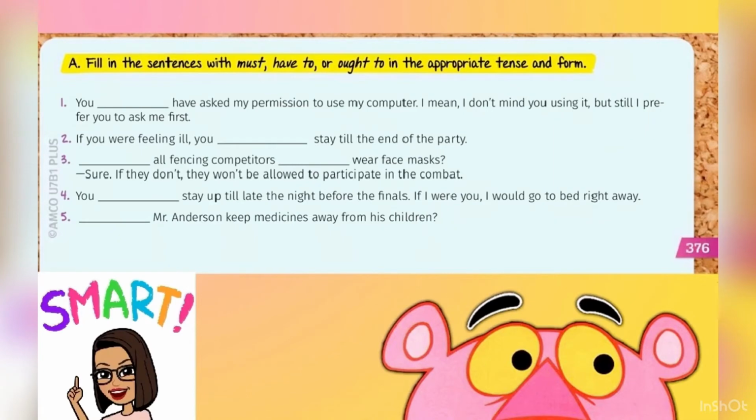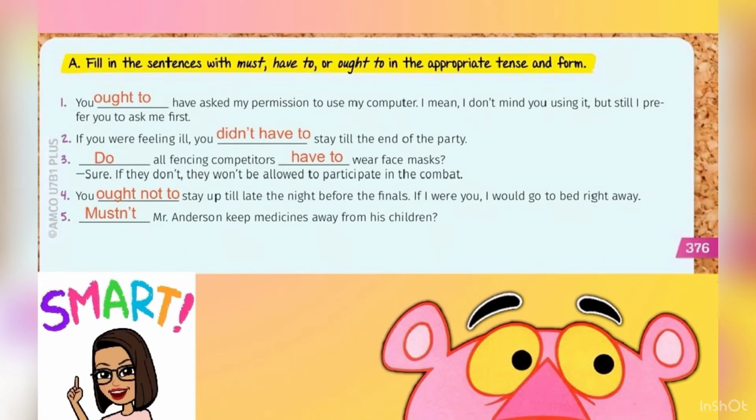Number 4. You blank stay up till late the night before the finals. If I were you, I would go to bed right away. So it's like an advice, because the person is saying I would go to bed right away if I were you. So the answer is ought not to. Number 5. Blank Mr. Anderson keep medicine away from his children. Here we have to use the opposite of must. You're right, mustn't. Here are your answers for activity A.